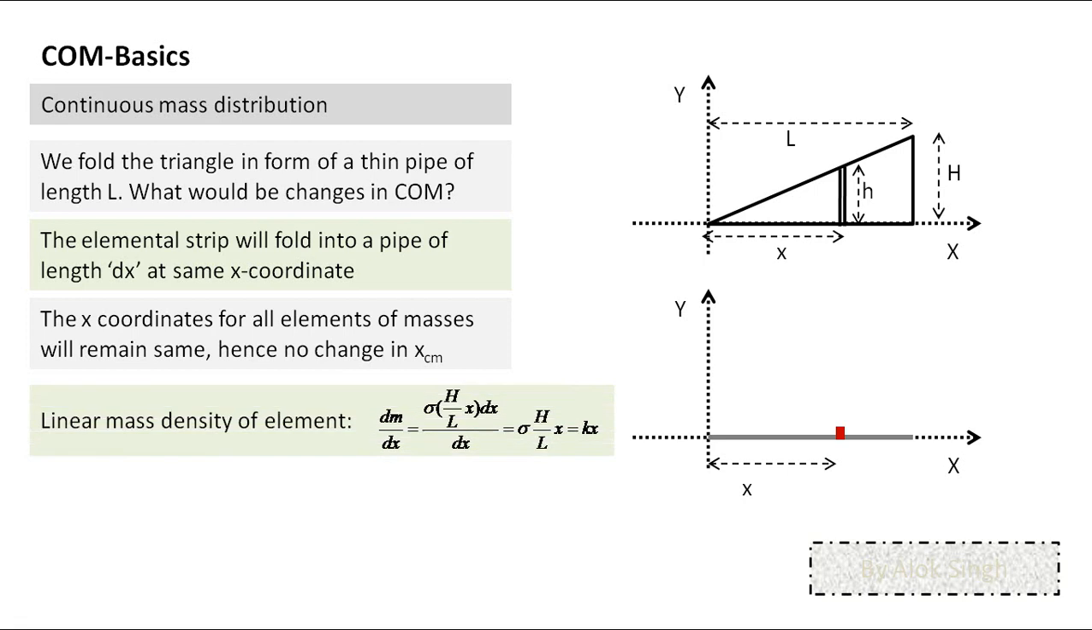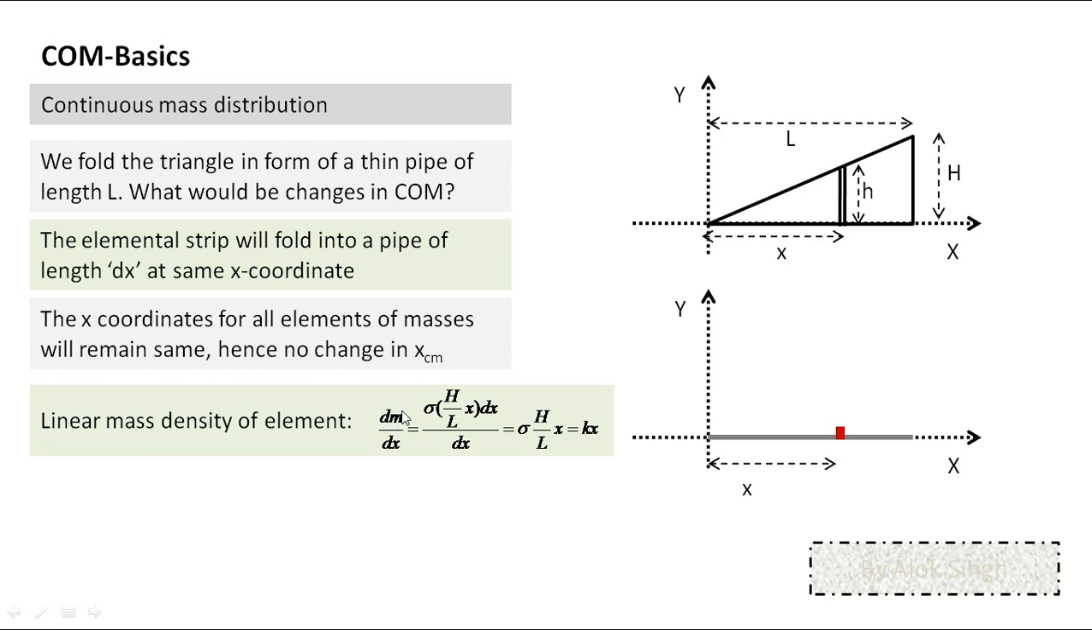So what will be the linear mass density? Now it has become a linear mass. It has only one dimension. So what will be the linear mass density of the element? Suppose we take this element here, which has been formed by rolling this strip. The mass of this element is the same as the mass of this strip. Length is dx. What will be the linear mass density of the element? Mass of this element divided by the length of the element.